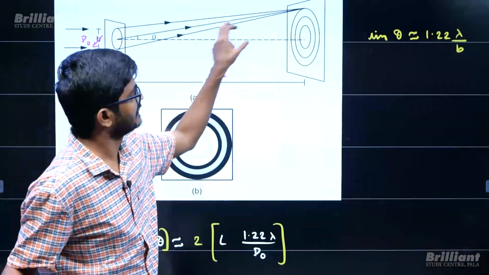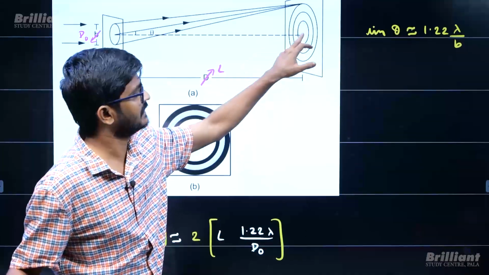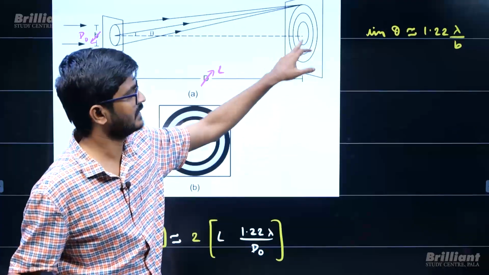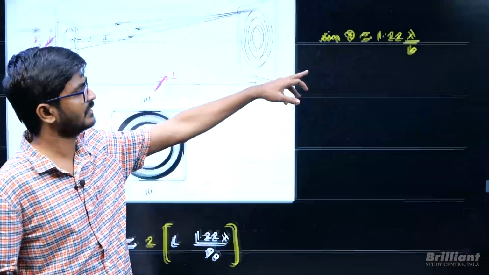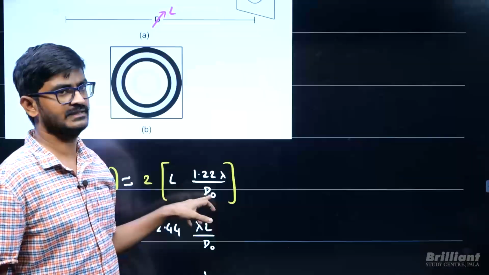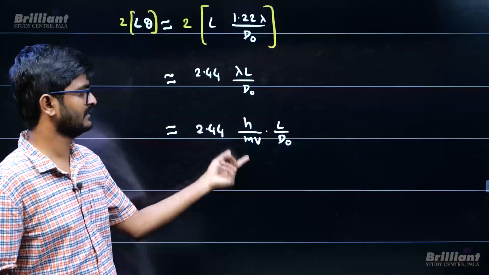when these angles are small, this length is going to be L into theta. So this length is L into theta, radius is L into theta, so this one also L into theta, so the diameter will be 2 times L into theta. Now theta is almost 1.22 lambda by diameter d naught, right? Lambda is h by mv.